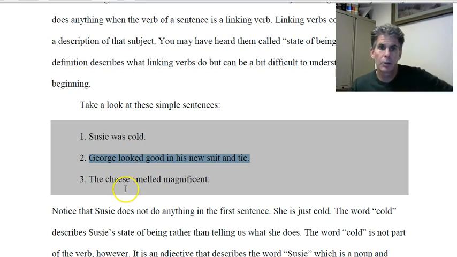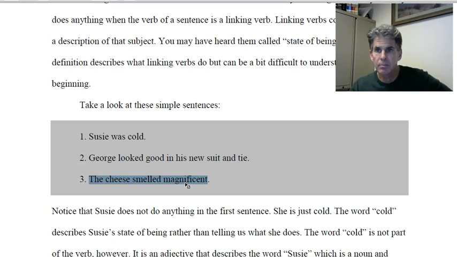Okay? The cheese smelled magnificent. Okay? Again, the cheese is not doing anything. It's not smelling. In this sense, I'm instead describing what's going on with it. Okay? So if you have that definition, that linking verbs are state of being verbs, that is a true definition. It is. So Susie, I'm describing her state of being as being cold. George, I'm describing his state of being as being good in his new suit and tie. The cheese, I'm describing as magnificent.